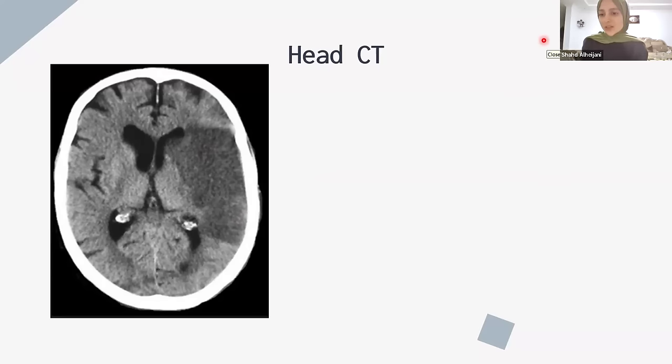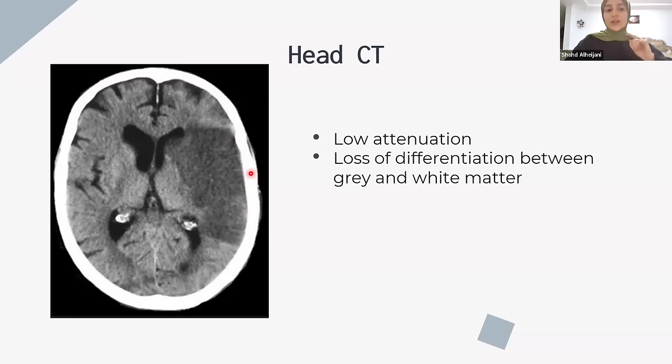Now we have two types of edema in stroke: cytotoxic edema and vasogenic edema. There are different types happening here. Do you think this is cytotoxic or vasogenic edema? Cytotoxic, okay. So here you have low attenuation. It's not appearing bright. You have loss of differentiation between the gray and the white matter. We said the gray matter is outside and the white matter is inside. Now you have loss of differentiation between them. Can you see any specific border between the gray and the white matter? There's a loss of differentiation and low attenuation, so this is a sign of cytotoxic edema. So here you have an infarction.